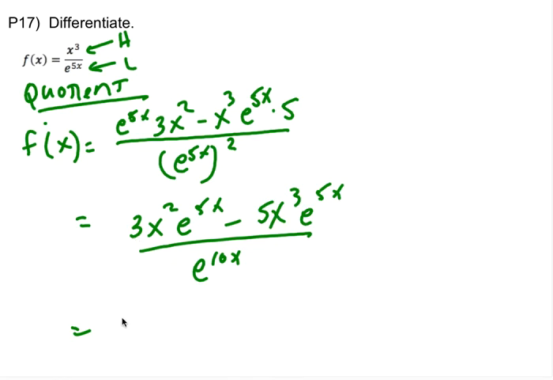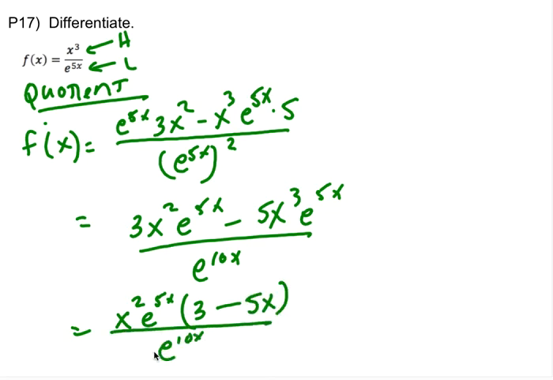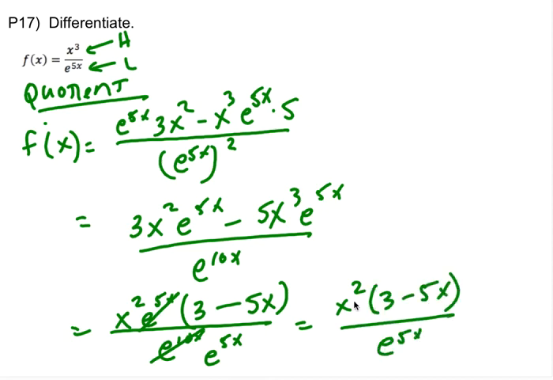So this answer is not wrong, but if I wanted on the top, I could factor out an x squared and an e to the 5x. If I did that, I'd be left with a 3 minus 5x, right? And I can cancel some of my e's on the top and bottom and make this an e to the 5x. So one way you might see this is as an x squared times a 3 minus 5x all over an e to the 5x. That's great.